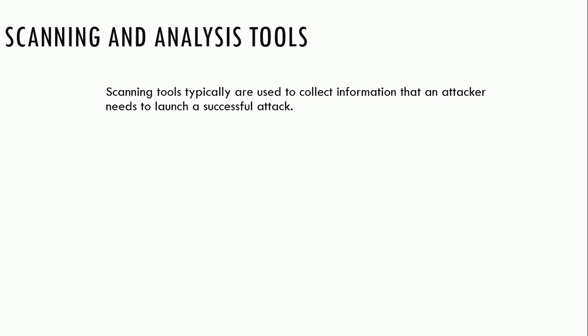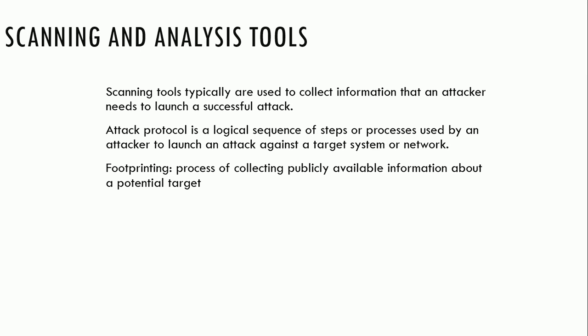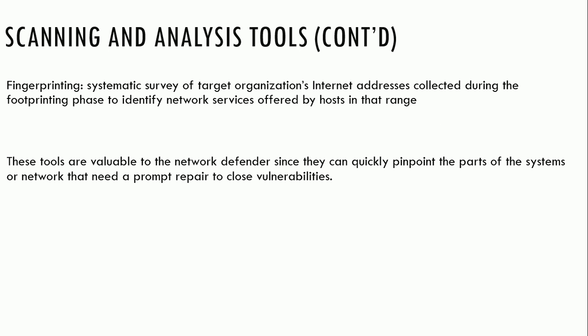There's lots of scanning and analysis tools. They're used to collect information that an attacker needs to launch a successful attack. So an attacker will use a lot of these tools to try to get reconnaissance about a network, to launch an attack against a network. So footprinting is the process of collecting publicly available information about the potential target. There's also fingerprinting, which I'll talk about in a second, which is a systematic survey of a target organization's internet addresses collected during the footprinting phase to identify network services. So you start with the footprinting, and then you can narrow in with the fingerprinting to look at exactly what's running on all these different servers and figure out exactly what services are running. And again, this is all part of the reconnaissance phase.